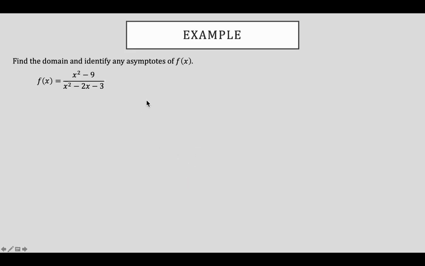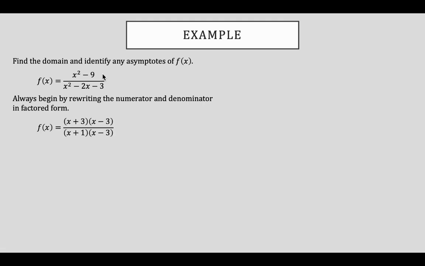Find the domain and identify any vertical asymptotes of f of x. Here we have f of x is equal to x squared minus 9 divided by x squared minus 2x minus 3. Now, when you are dealing with these rational functions, it's always helpful to begin by writing the numerator and denominator in factored form. In this case, our numerator factors into x plus 3 times x minus 3, and our denominator factors into x plus 1 times x minus 3.